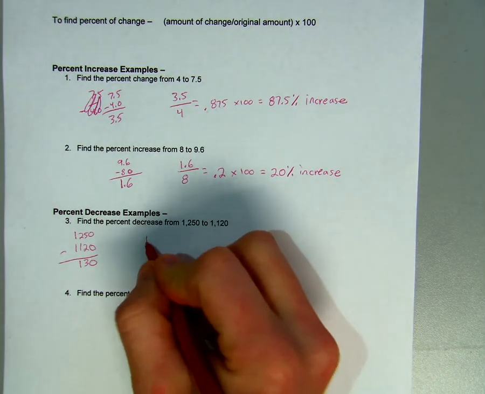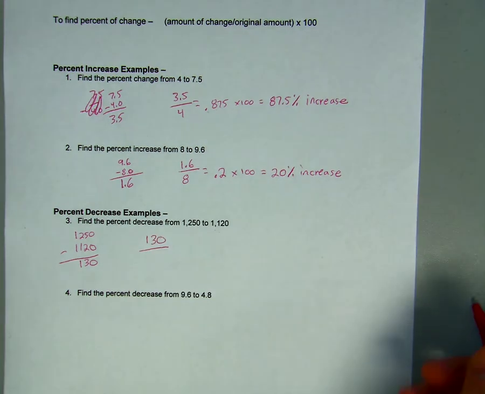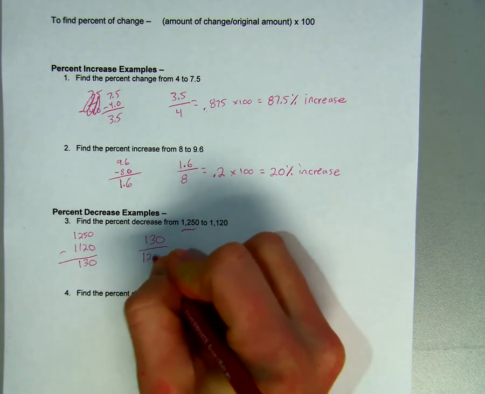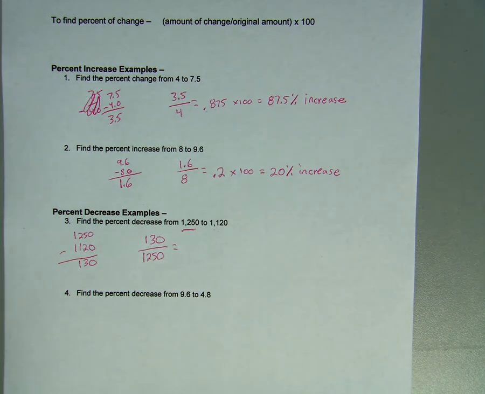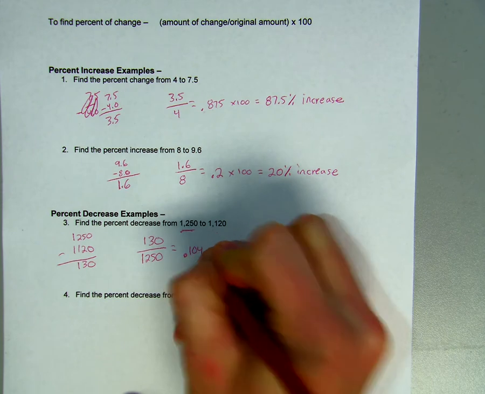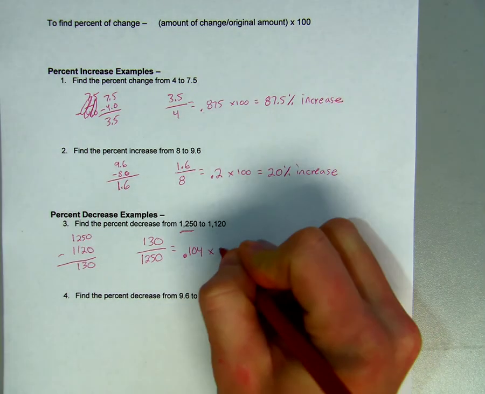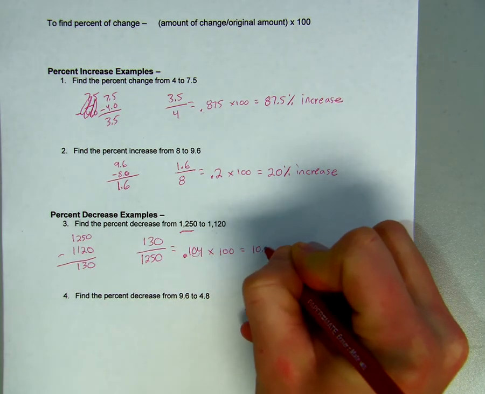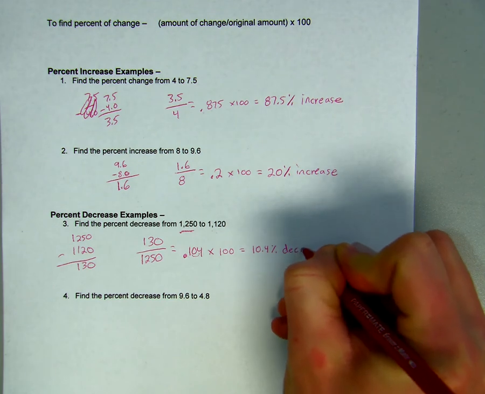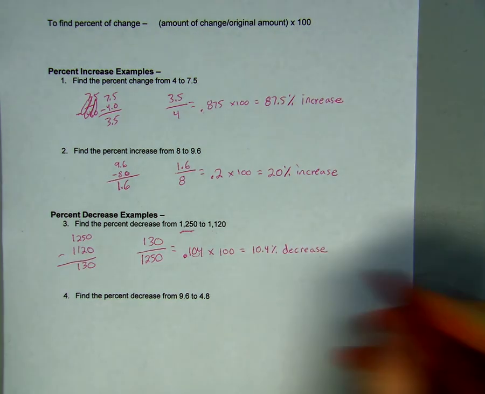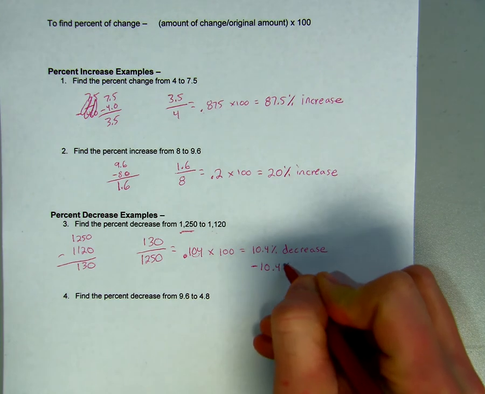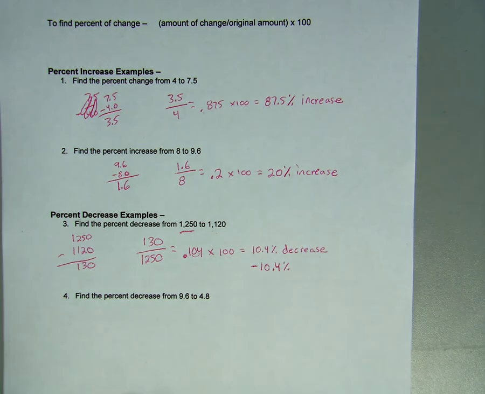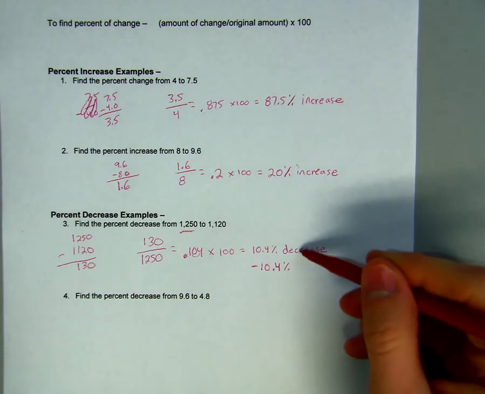I'm going to take my change amount, 130, and divide it by the original amount, which is 1,250. Let's divide those. Alright, and I get 0.104. Again, I'm going to multiply that by 100. Move the decimal place over twice, and I get a 10.4% decrease. Or I can write it as negative 10.4%. Either answer is acceptable, but I need to make sure I have either that decrease or that negative in there.